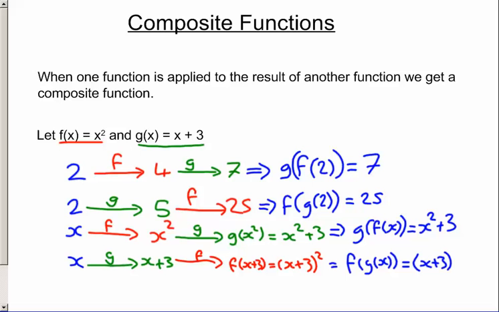This also works if we wanted to do the same function twice, once after the other. If we wanted to do, for example, 2 and we wanted to put it into g, that would give us 5, and then we wanted to put it into g again, that would give us 8. So we can also use composite functions to compose a function with itself.